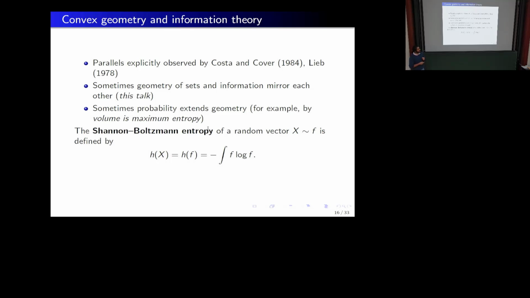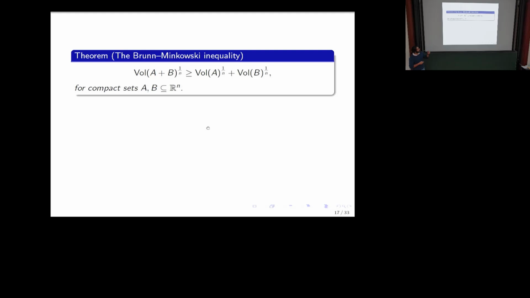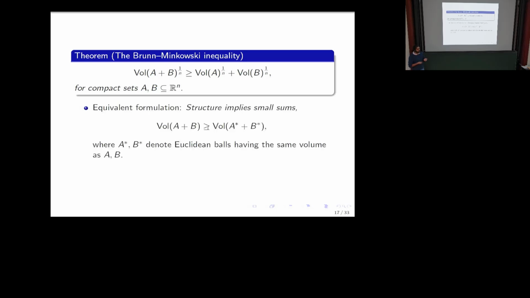Now, what is the Brunn-Minkowski inequality? It says that the volume of the sum set to the power of 1 over n is bigger than the same quantity for the individual sets. One way to look at it is that it tells you that the sum set spills out least if the things that you're summing have some structure.